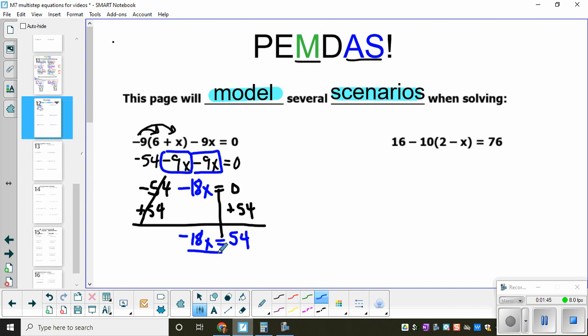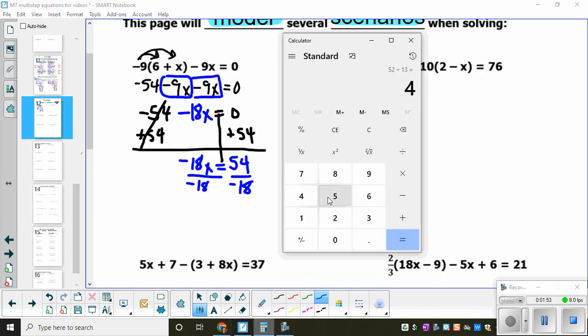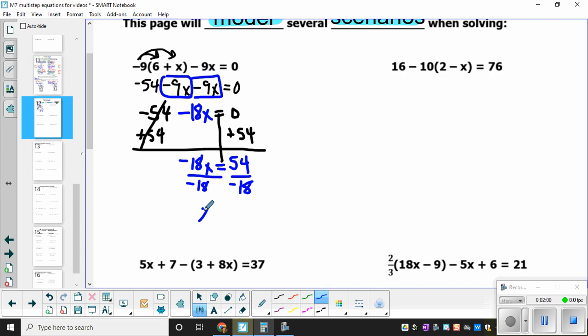All right, and now we're going to divide both sides by the coefficient, the -18. And when we do the 54 divided by -18, let's see what we get. All right, cool. So -3 is our final answer for this one. All right, so we distributed first, which was the multiplication piece of this. Then we combined like terms. Here we had -9 minus 9, which is -18. And then we had the two-step equation left over, so we got rid of the constant, and then we got rid of the coefficient, and we got to our final answer, okay?